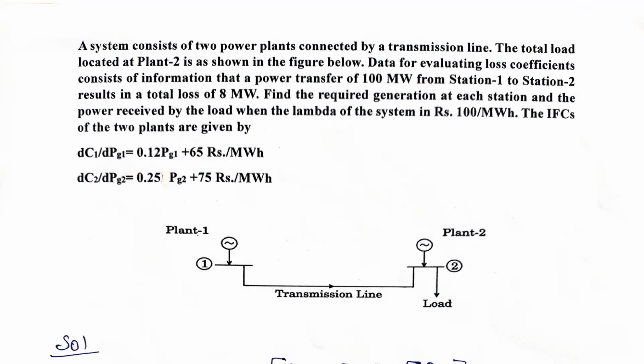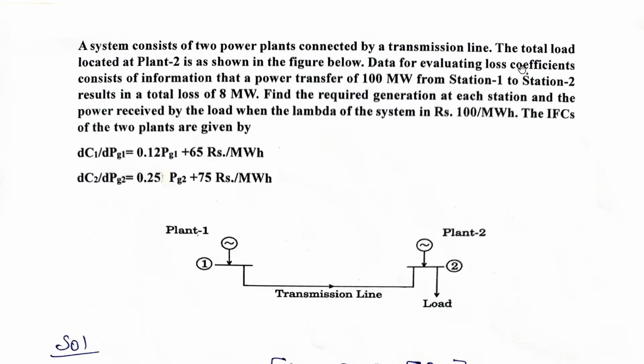Very good morning, all. Today, we are going to solve a problem of economic dispatch of two power plants. A system consists of two power plants connected by a transmission line. The total load located at the plant is shown in the figure.